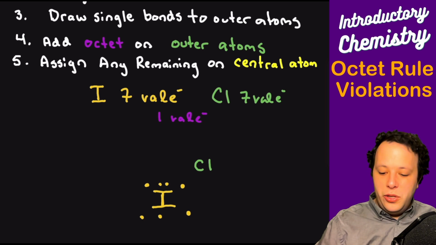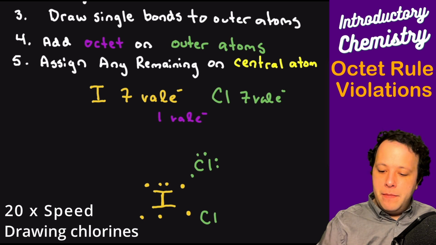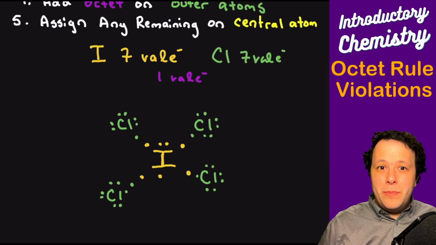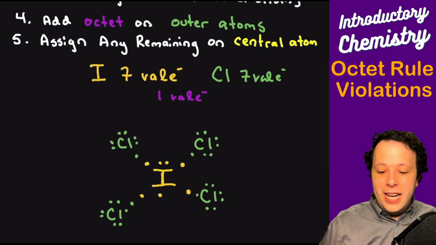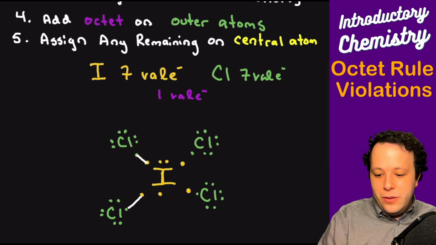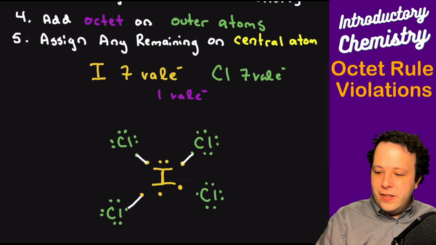Now we're going to put in our chlorines, and what I'm going to quickly do is just fast forward. So we put the 7 valence electrons around each chlorine. Okay, so now that we did that, we put in all of our different electrons. That's completing our octets on the outer atoms. Then we're going to connect these with a single bond just to illustrate that we are making bonds. So we got one here, one here, one here, and here. So this is going to be complete octets on all of the chlorines.